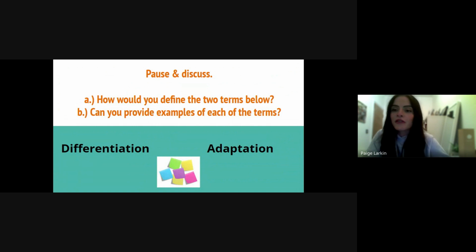I'd like us to pause for a moment and think about these two words. Write down on your post-it notes, using two separate ones, how you would define the term differentiation, and how you would define the term adaptation. If you can, give me an actual real life example of each term, either in a lesson you've taught recently or one that you've got coming up, so that you can bring those two terms to life.